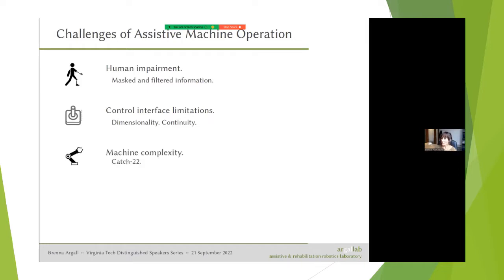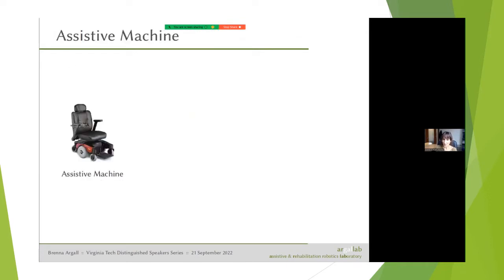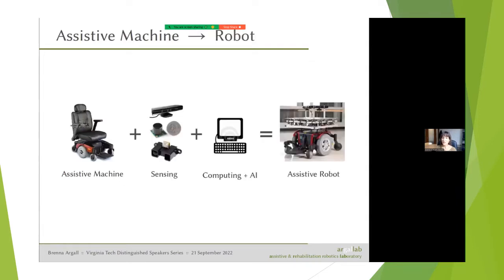And then the third is machine complexity, and this catch-22 of a more severe motor impairment probably requiring more complex assistance, and usually that more complex assistance requires more complex, higher dimensional control signals from that human in order to operate the assistive machine. So of course, a solution to this is to add robotics autonomy to these machines. If you add external sensors, some computing and AI, some intelligence to reason over this information, you can turn the assistive machine into an assistive robot.